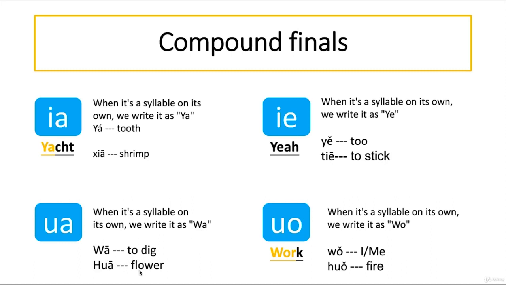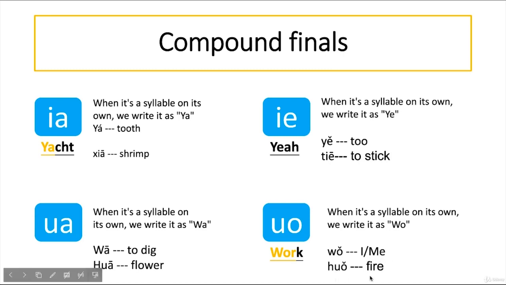窝 is similar to the sound in work. Read it after me. 窝. So all here is more like a sound. 窝. When it's a syllable on its own, we write it as WO. For example, 我 means I or me. 火 means fire. Well done.